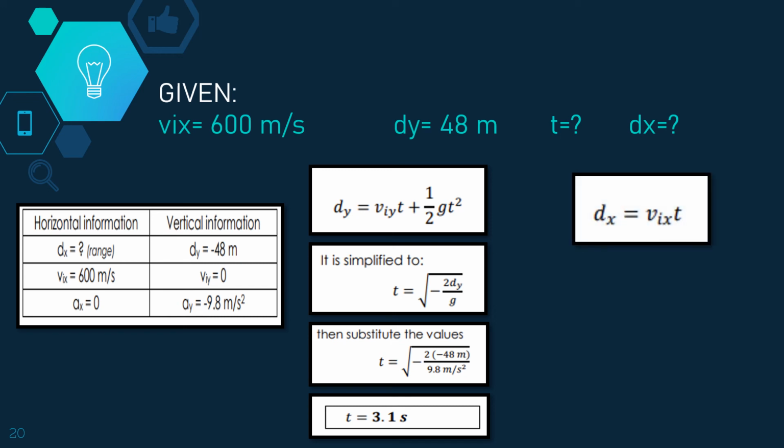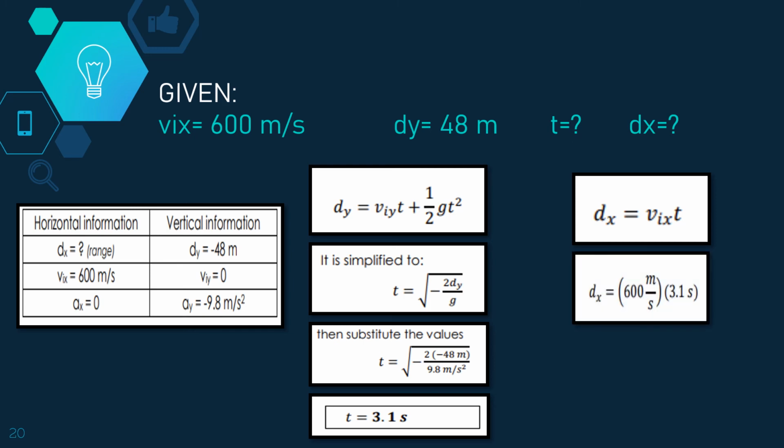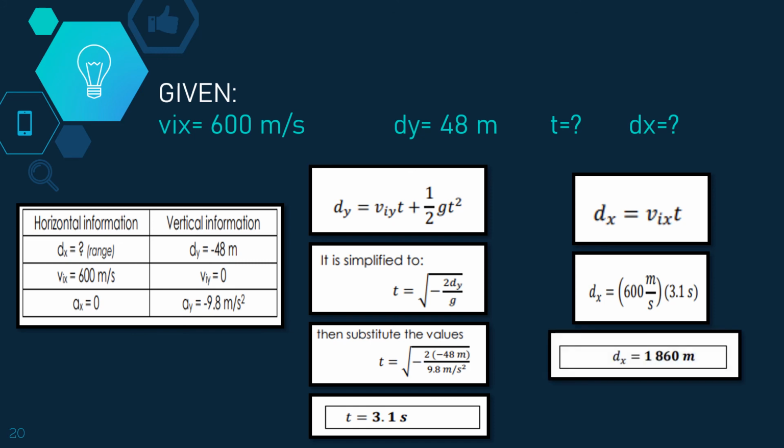And then if we're going to look at the range, which is dx is equal to Vix multiplied by the time, just substitute again the given. There in the problem, you can see 600 meters per second, then multiply it by the computed value for time. And the answer would be 1,860 meters. So that is how we use the different equations involved in the kinematics equations.